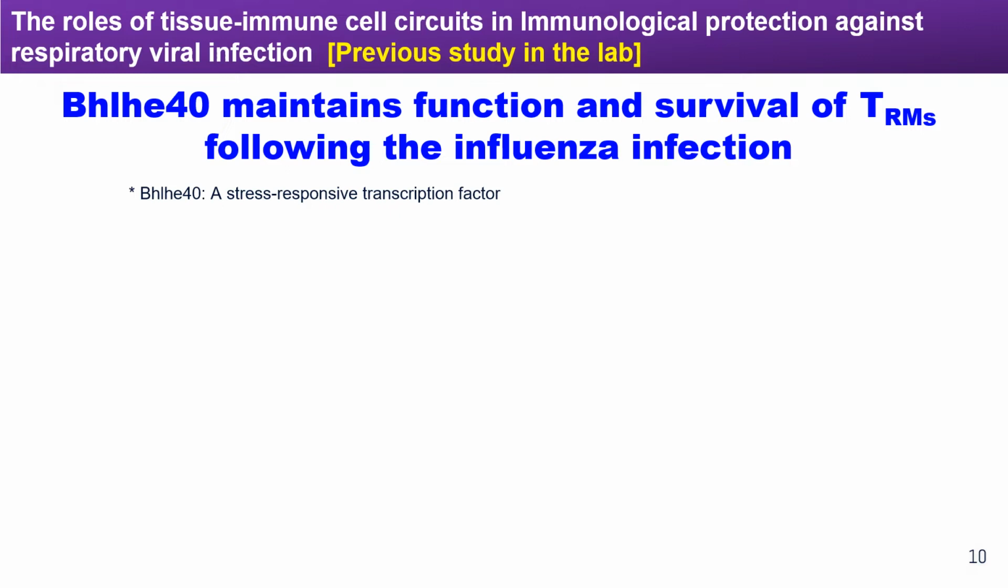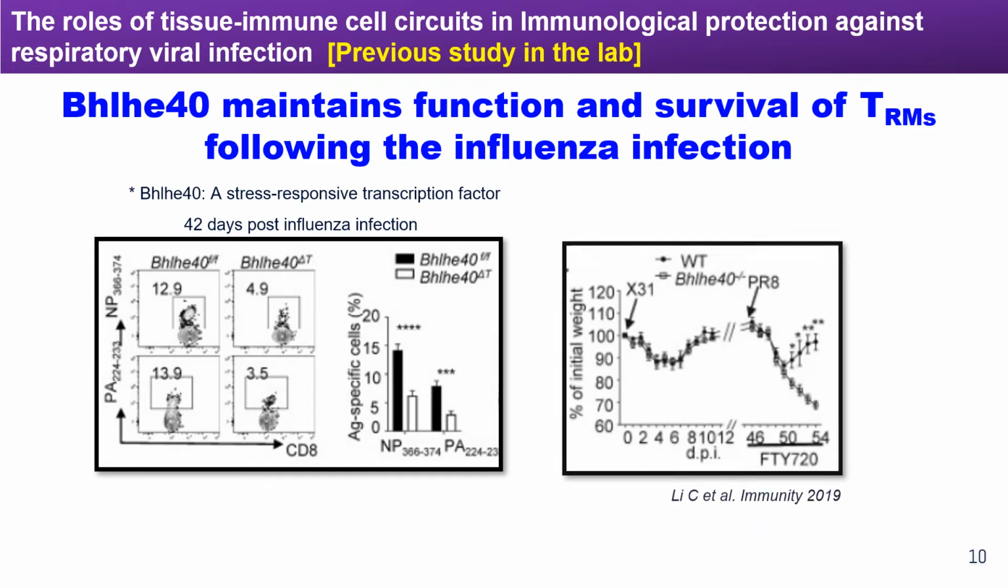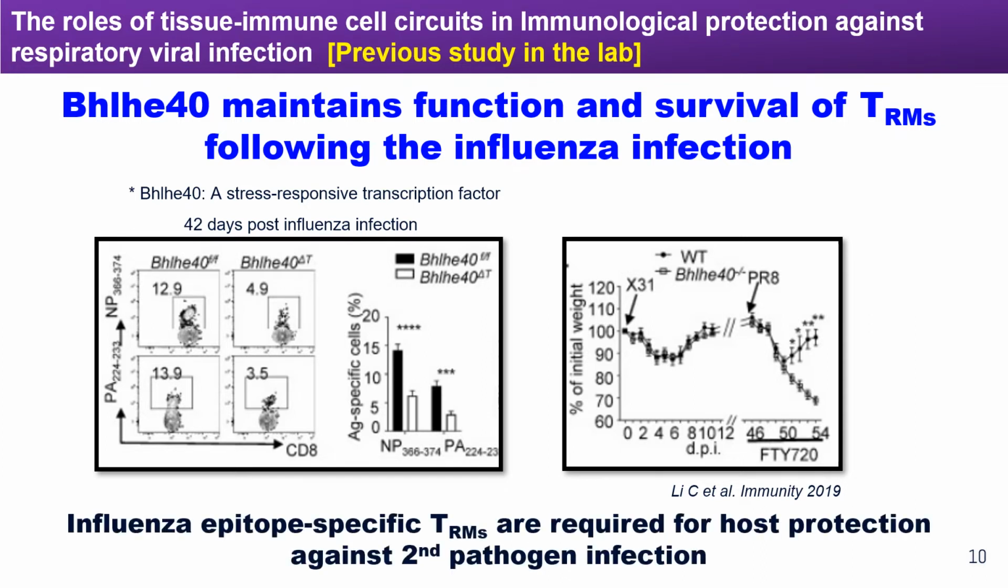But when he infected BHLHE40 knockout mice with influenza virus, the antigen-specific TRM cells were significantly reduced, and the protection was also significantly downregulated against secondary influenza viral infection. So we can learn that influenza epitope-specific TRMs are required for host protection against secondary pathogen infection. Together with those research articles, now we know that TRM cells are very important for host protection.